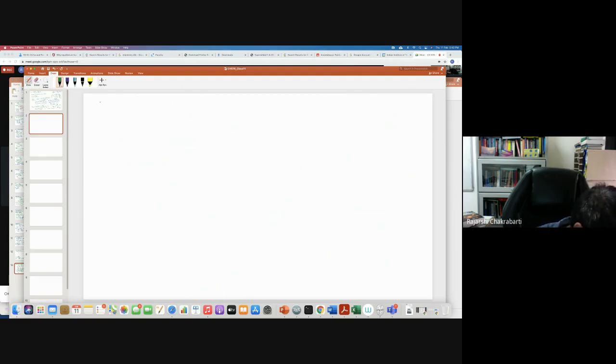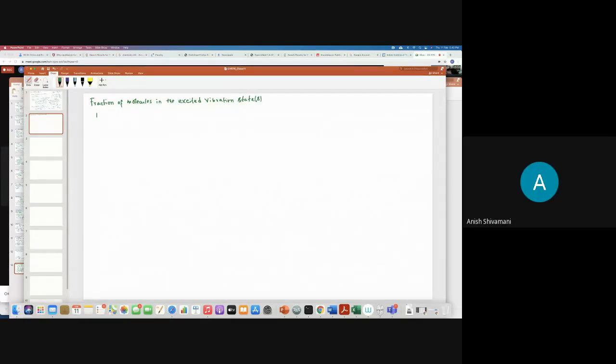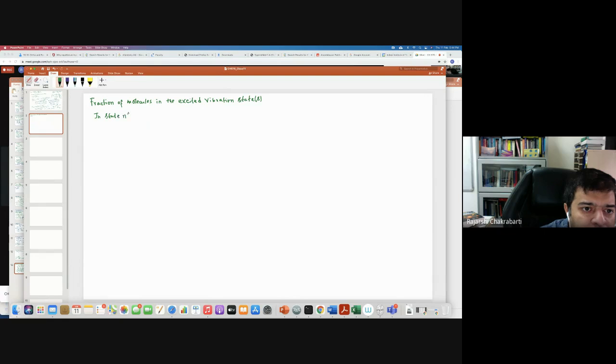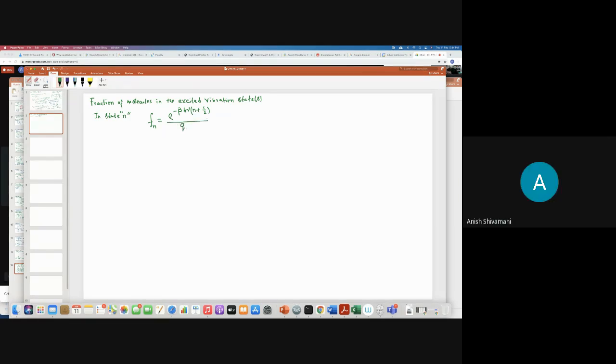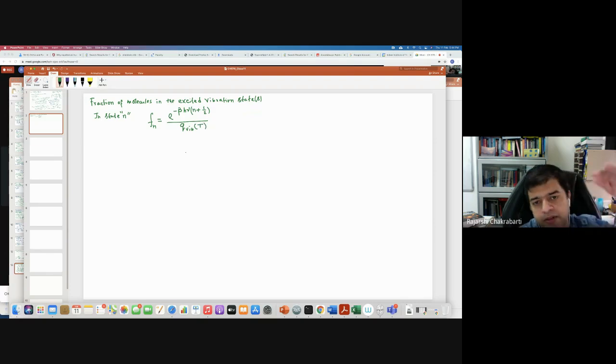So I can also calculate, for example, the fraction of molecules in the excited vibrational state. How do I calculate? In state n, then what will be the answer? This is something like a fraction, no? This is f of n, I can call it. And this expression is essentially exponential of minus beta h nu (n plus half), and I have to divide this by something. What is that? The partition function. This is a partition function. It is a function of temperature, of course. This is for the nth level, the nth vibrational state, isn't it?